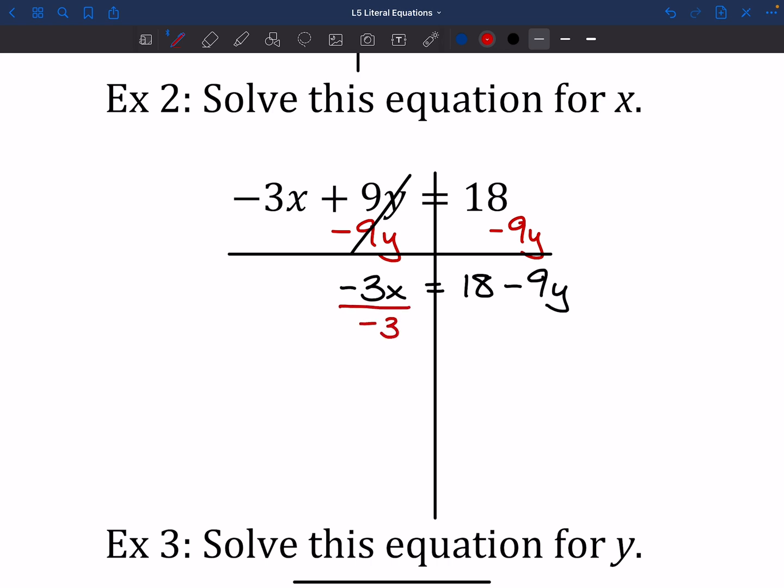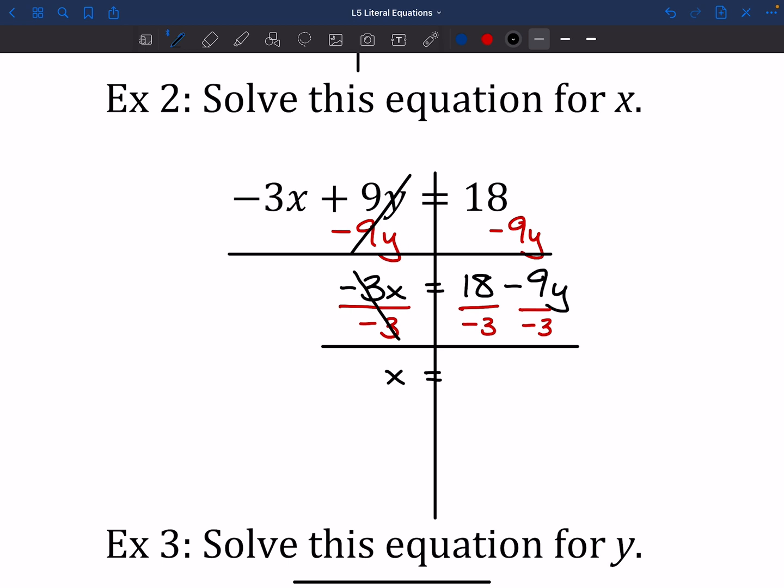When I do that, I've got multiple things on the other side. I want to take each one of those and divide it by negative 3. Right? So when we do that, what's going to happen is this. Those negative 3's next to the x are gone. We're going to get just x, which is good. That's what we're looking for.